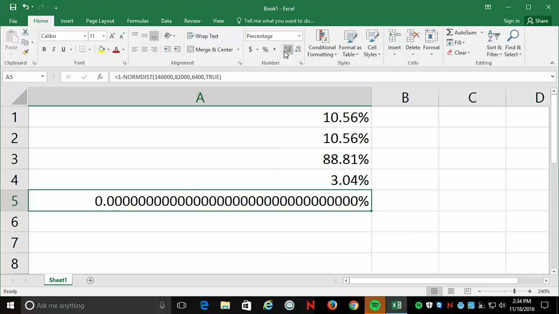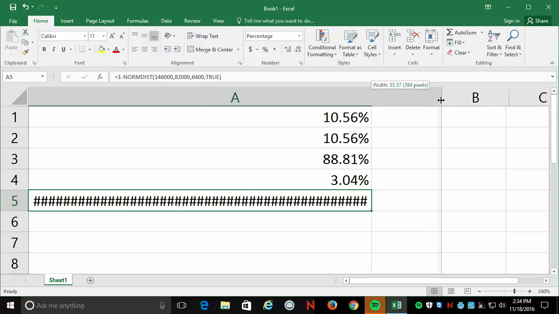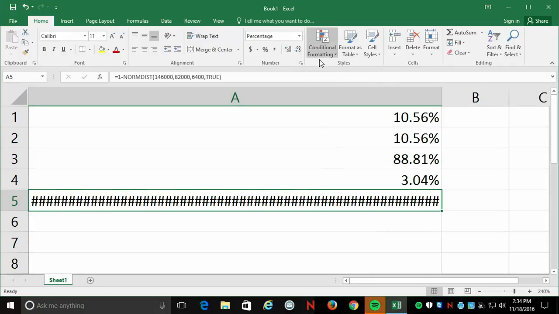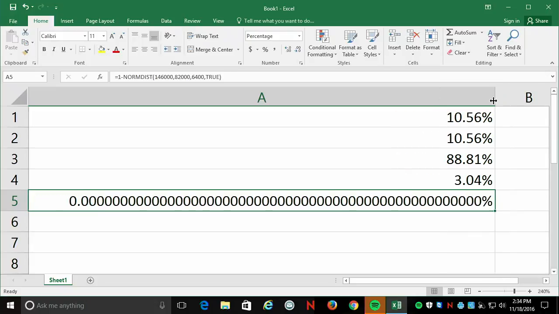You can see it is virtually 0. I'm going to get a value here eventually, I think. Maybe not. All right, well, maybe not. So it is virtually 0. So that is the NORM.DIST function. I think I'm going to stop there.